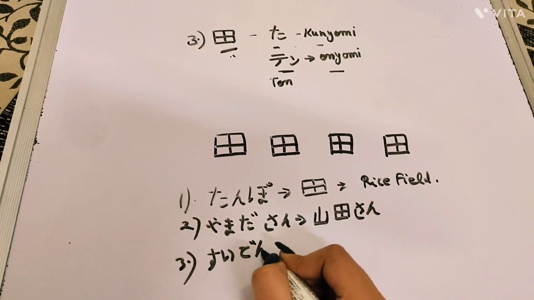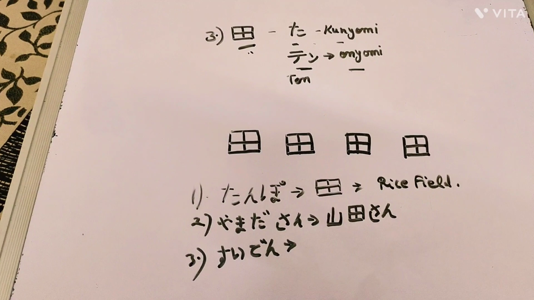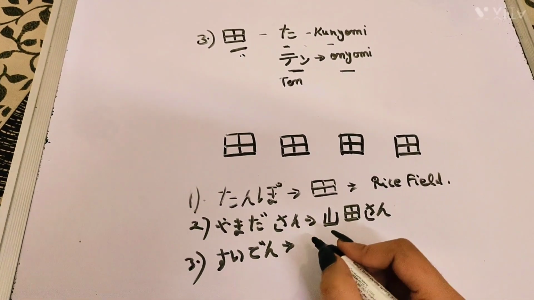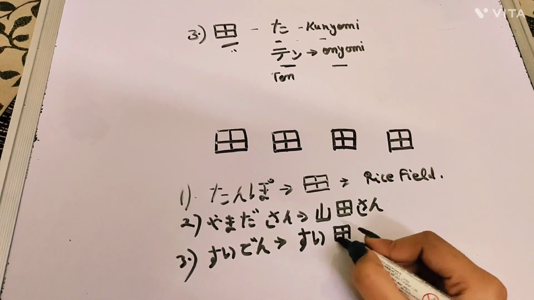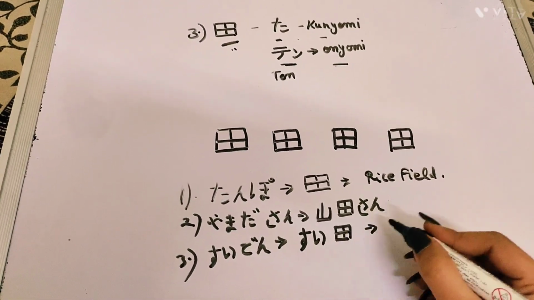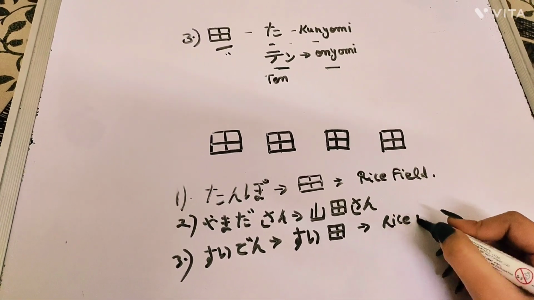Suiden. Sui as it is, then den. Suiden means rice field.